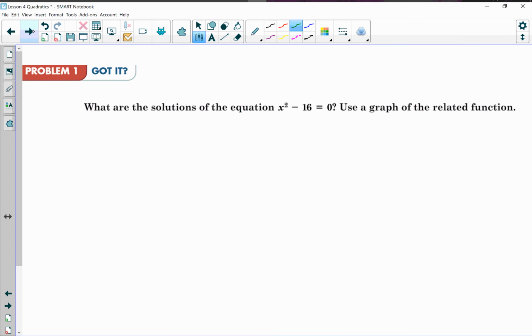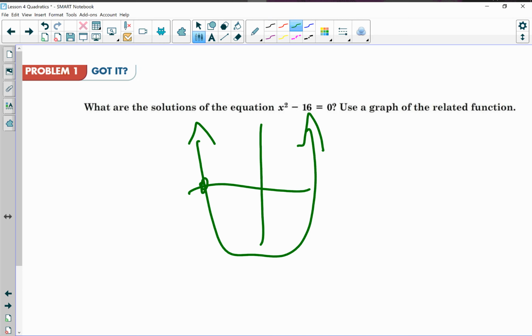So you can go ahead and pause the video and try this one. You can graph it, and then look at your graph. Where does it cross the x-axis? Look for those x values, whatever they might be. Okay, so we're looking for where, when we plug in certain x's, our y is 0.